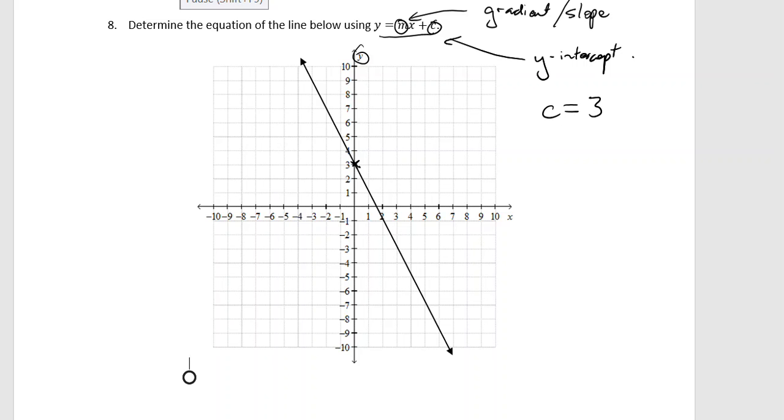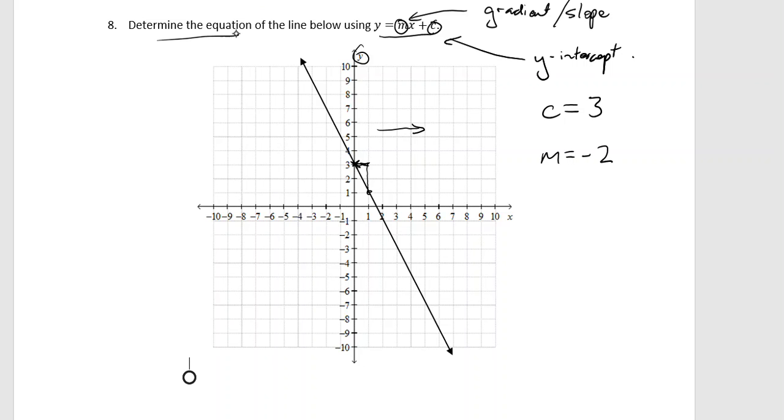Now our gradient, there's a couple of different ways that we can work out our gradient. I'm going to show you the easy way first. The easy way is to just say, well, every time we go across by 1, how many up or down are we going? Well, as we go across by 1 here, we are going down by 2 when we reach the next point there. Okay, so our gradient for this one, m, is equal to -2. Every time you go across by 1, you're going down by 2. Now, when we say across, we always mean across from left to right, the same way that you write.